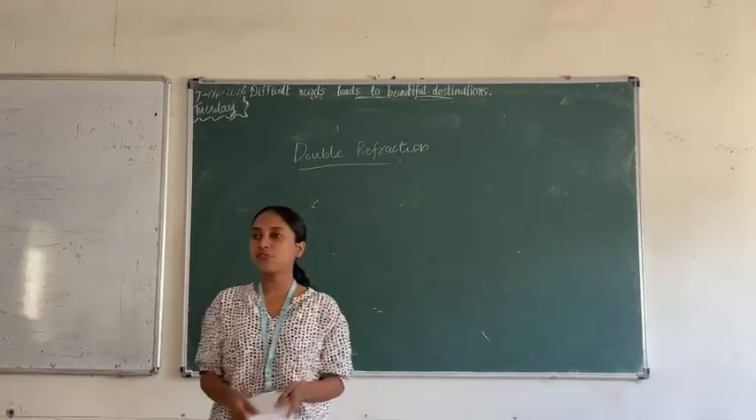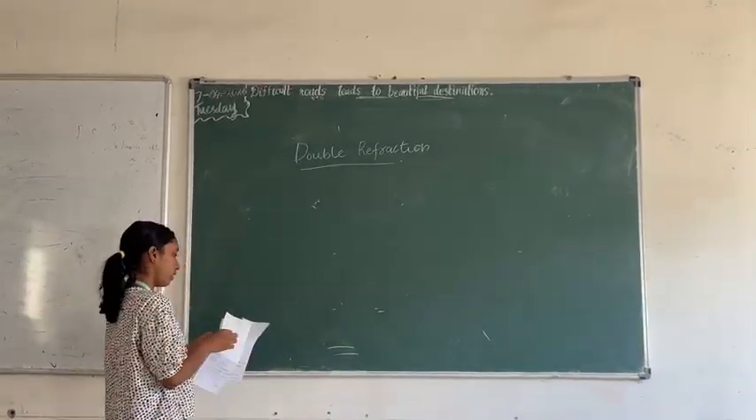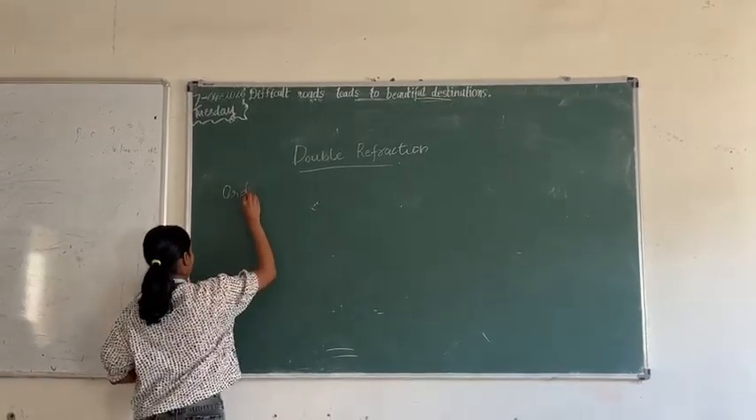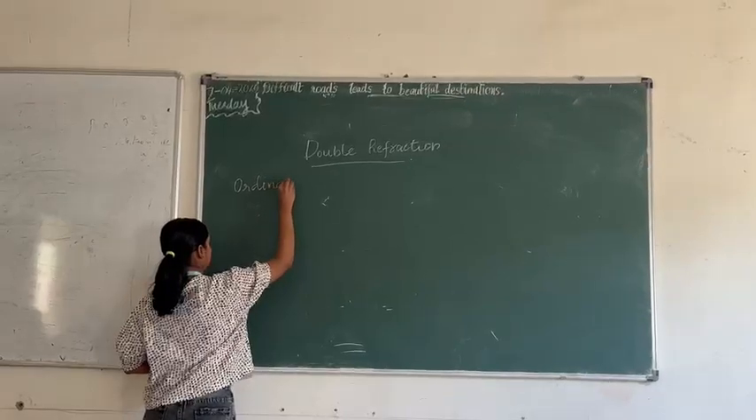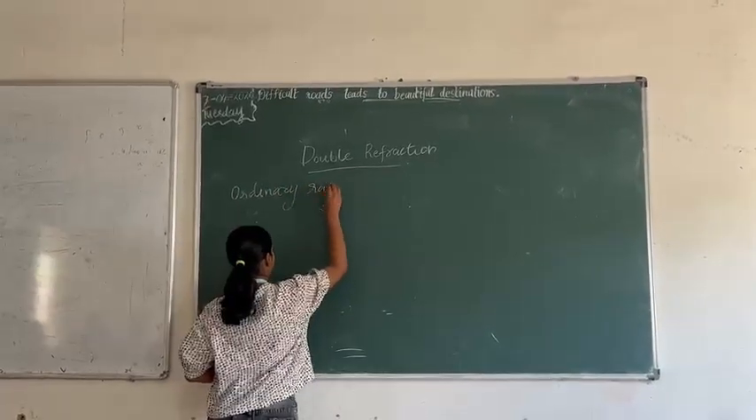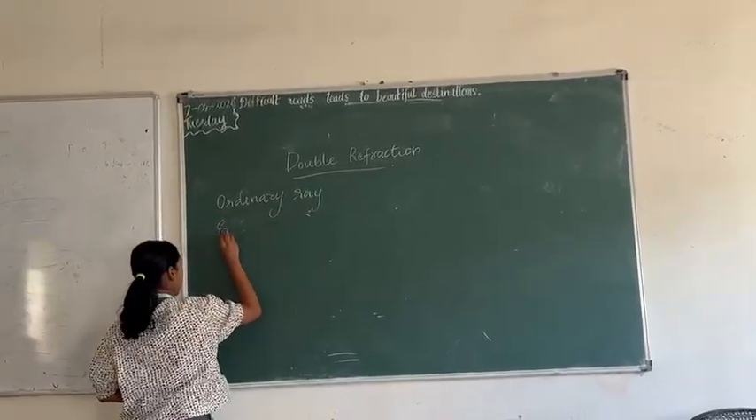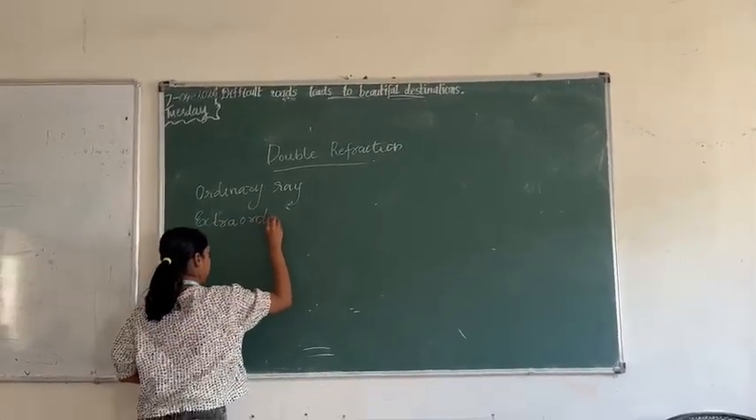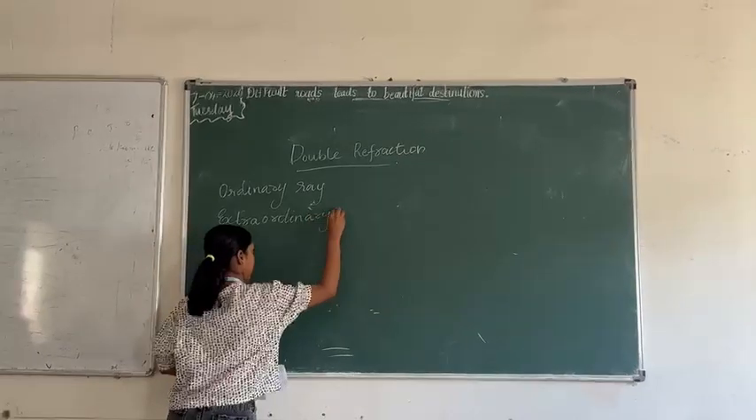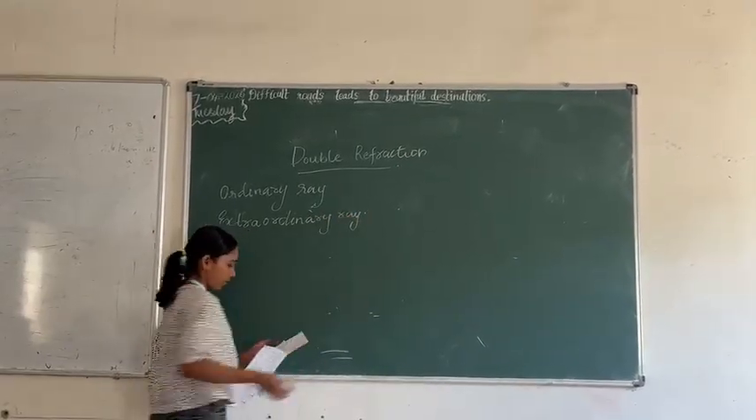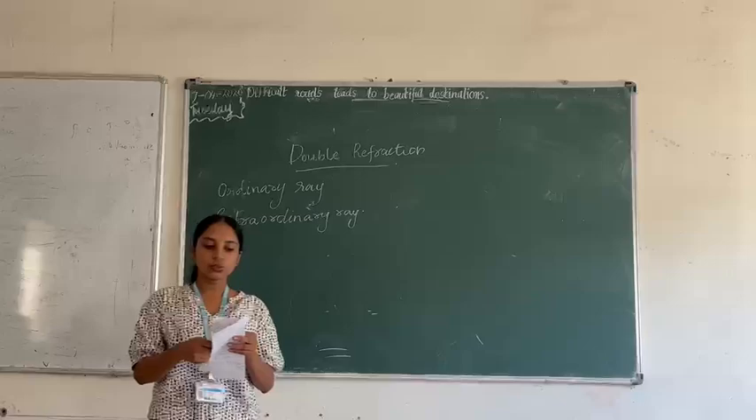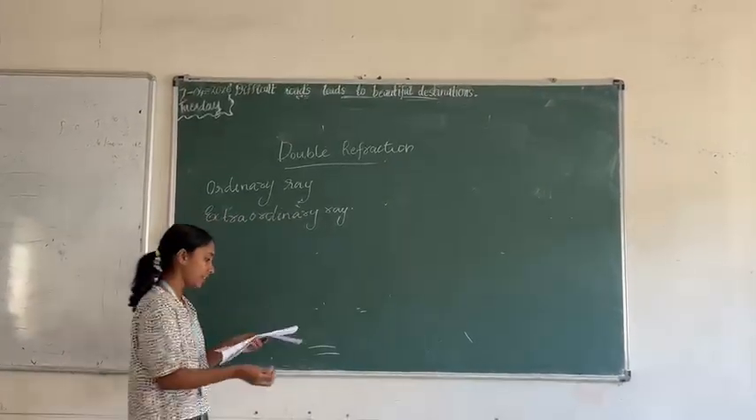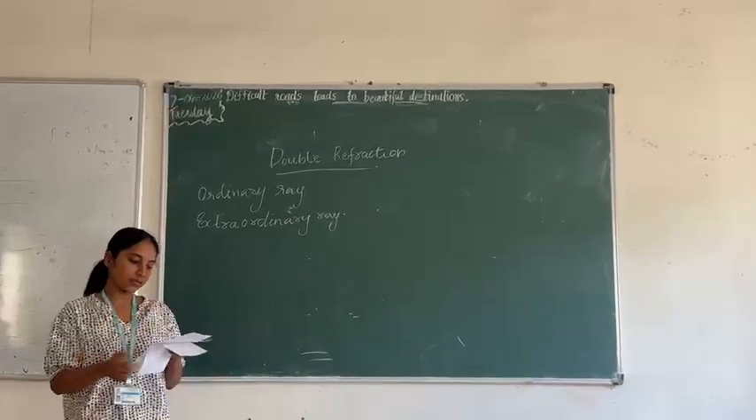The two rays formed are the ordinary ray and the extraordinary ray. These two rays travel with different velocities and different refractive indices. Because of this, two images are formed.